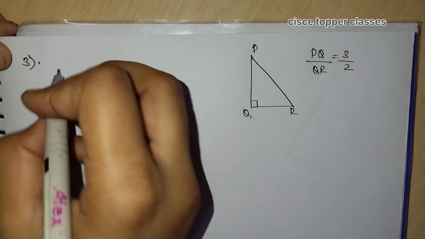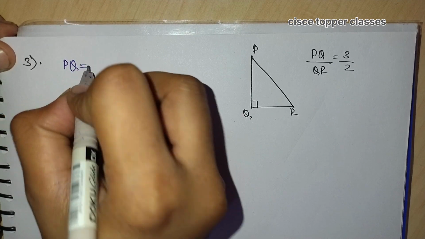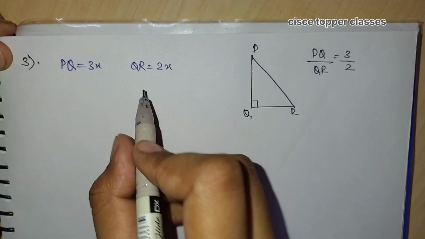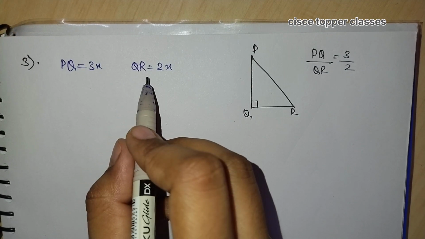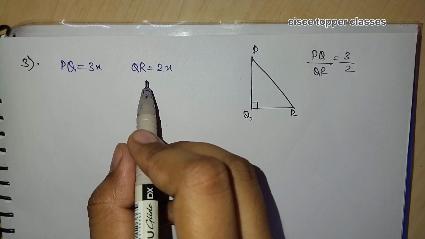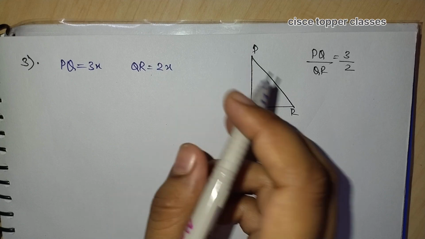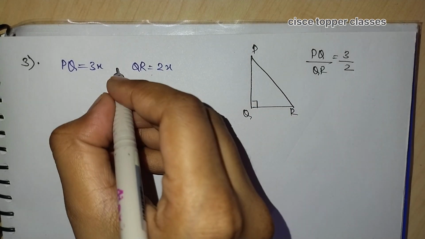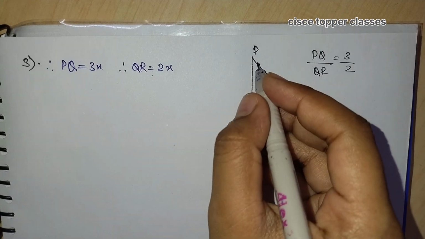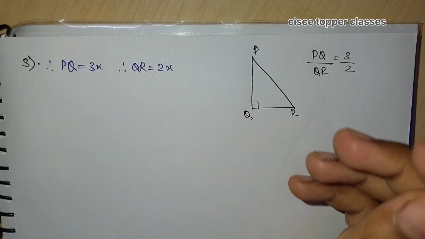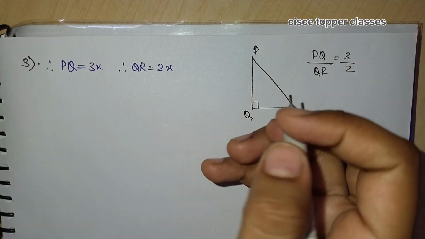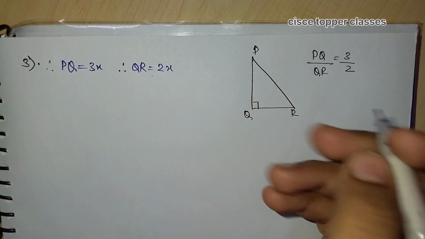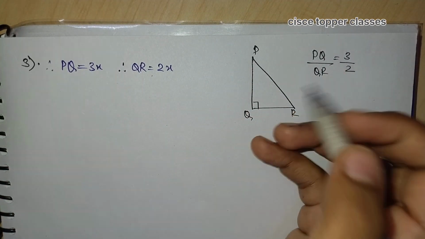Simply we can say that let PQ be here 3x and QR be 2x. Means QR is the smallest side here, we can say. So let it be 2x here. So we can simply say from here that the angle opposite to that will be the smallest angle, and the angle opposite to this 3x will be the greater angle.